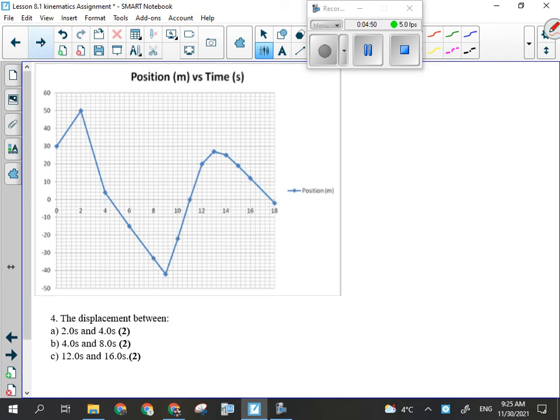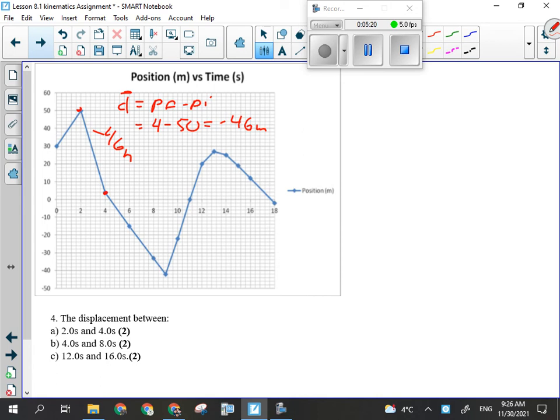Number 4 wants the displacement between 2 and 4 seconds. That's our first one. Here we are at 2 seconds, here we are at 4 seconds. We've already done that one. It was from 50 to 4, which is negative 46 meters. Remember, displacement is a vector, final position minus initial position, so that is 4 minus 50 for negative 46 meters.